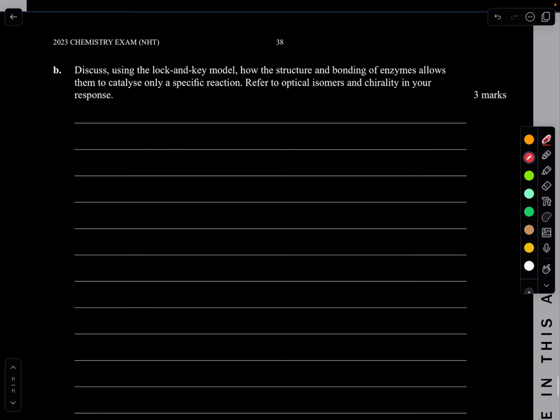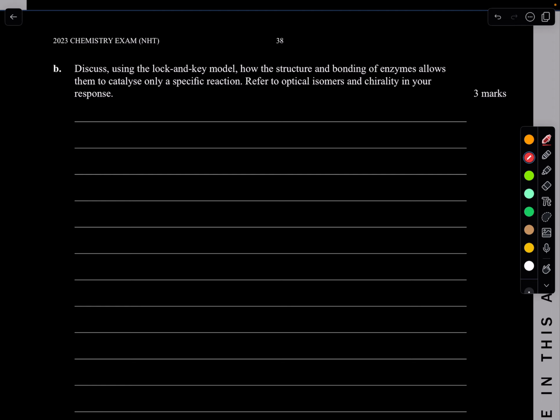Last question. Okay. Discuss using the lock and key model how the structure and bonding of enzymes allows them to catalyze only specific reactions, referring to optical isomers and chirality in your response. Easy. So it's only 3 marks. So I think 1 mark comes from defining what the lock and key model is, and then we'll talk about how the structure and the bonding of the enzyme allows them to catalyze only specific reactions. For example, we could talk about the active site of an enzyme being very unique, and referring to optical isomers.